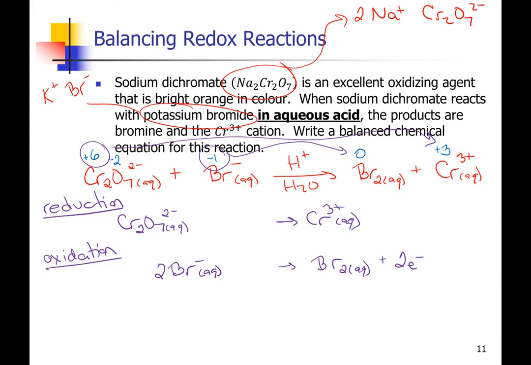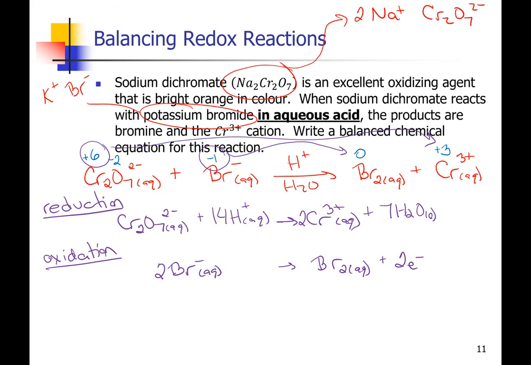For the reduction half reaction, start off by balancing everything that is not oxygen or hydrogen, so fix my chromiums. I need 2 chromium +3 cations. Then I balance my oxygen atoms by adding water. In this case, I need 7 water molecules to balance the oxygens. Balance my hydrogen atoms by adding H+, and I now need 14 solvated protons in order to balance out those hydrogen atoms. And then finally, I need to add electrons to balance the charge.